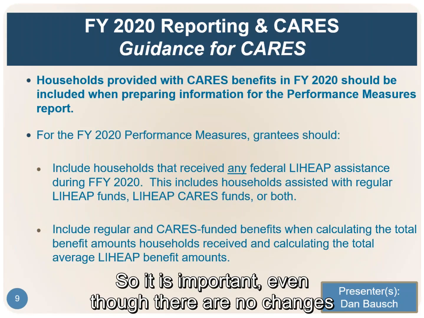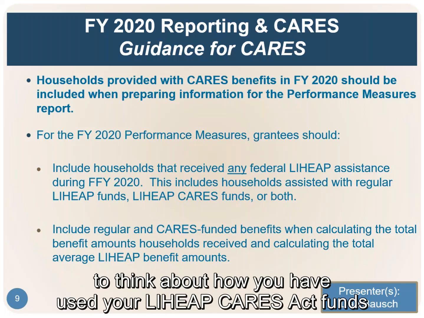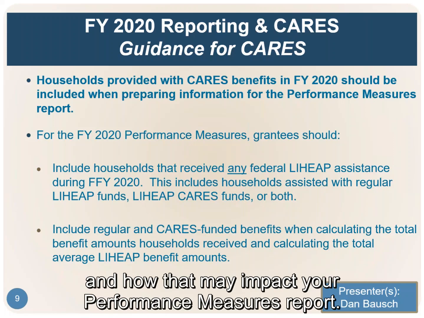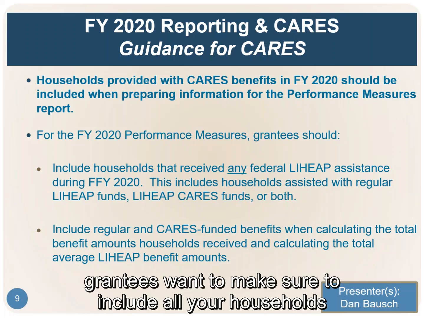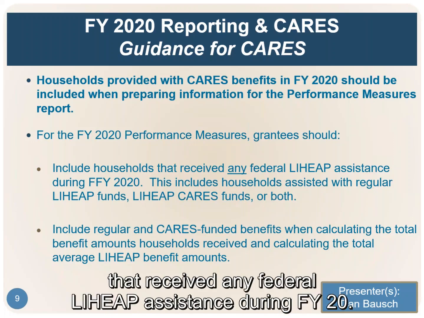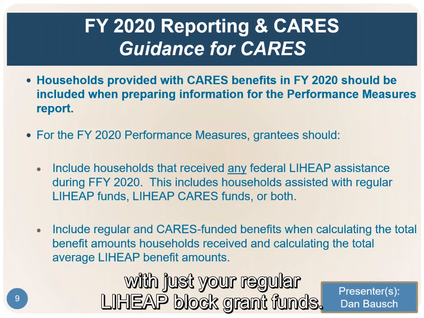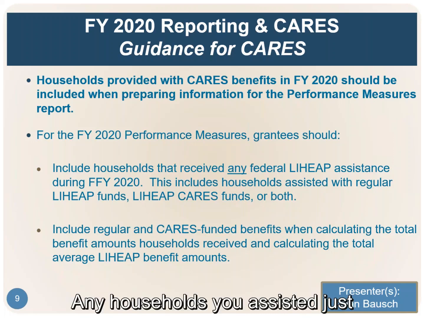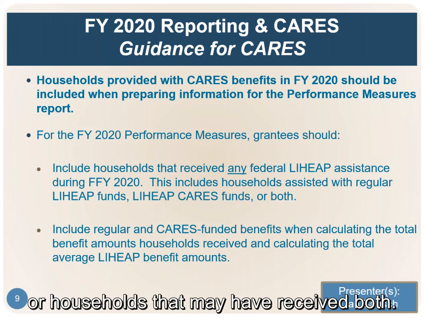So it is important, even though there are no changes to the form and there's no new lines, to think about how you have used your LIHEAP CARES Act funds and how that may impact your performance measures report. So for the FY20 performance measure, grantees want to make sure to include all your households that received any federal LIHEAP assistance during FY20. That includes the households that you assisted with just your regular LIHEAP block grant funds, any households you assisted just with the LIHEAP CARES Act funds, or households that may have received both.